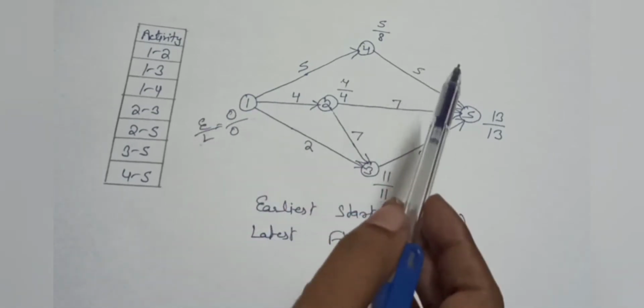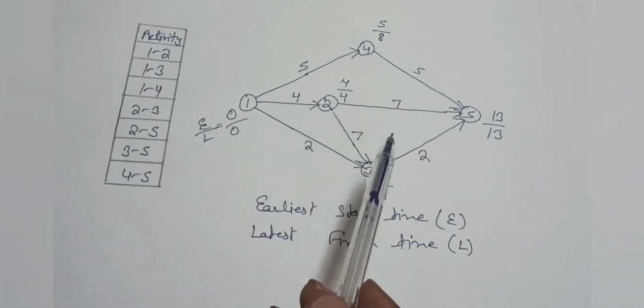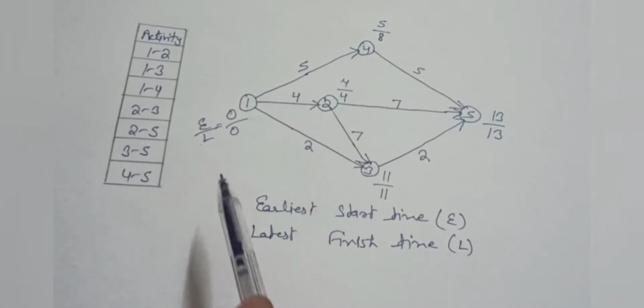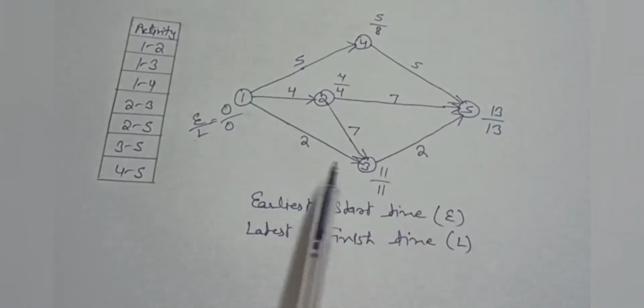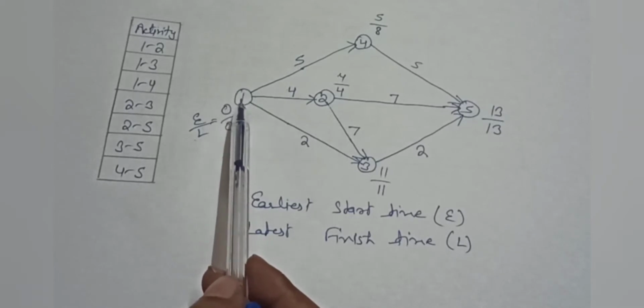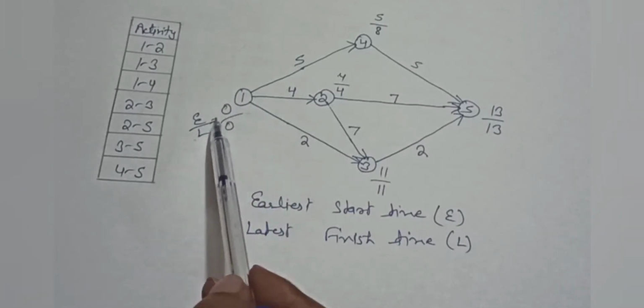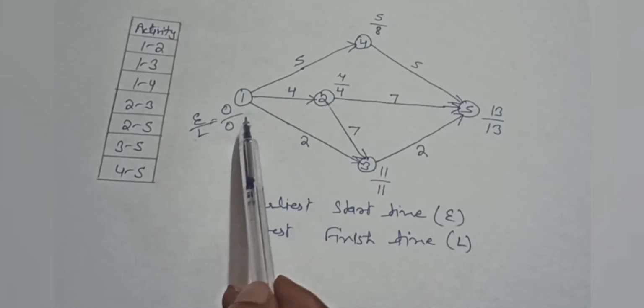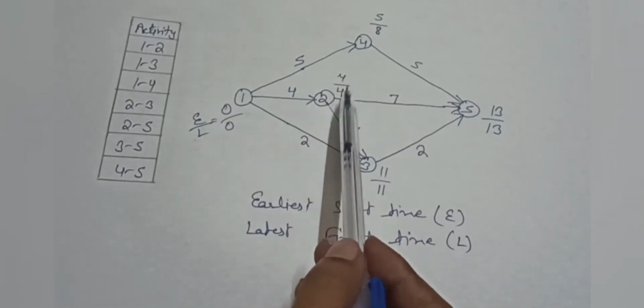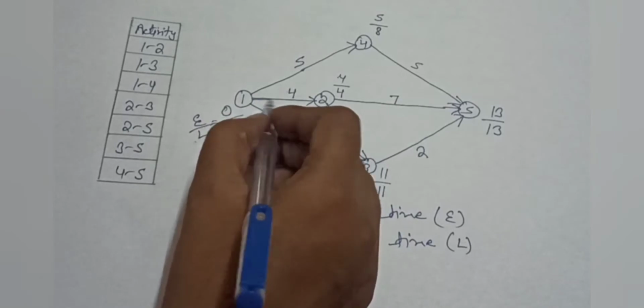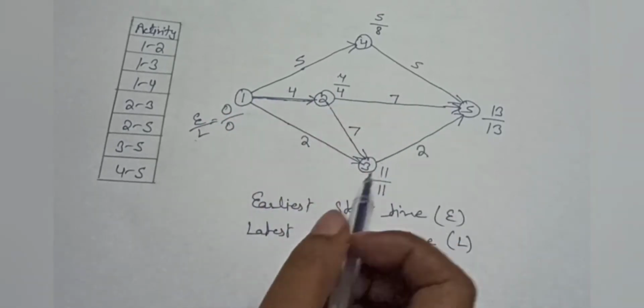So you can see, student, we have calculated all E values and all L values. Now we will select our critical path. For the critical path, we will select the activities for which E and L value are same. As you can see here, E and L value are same for this node. So this is our critical activity.